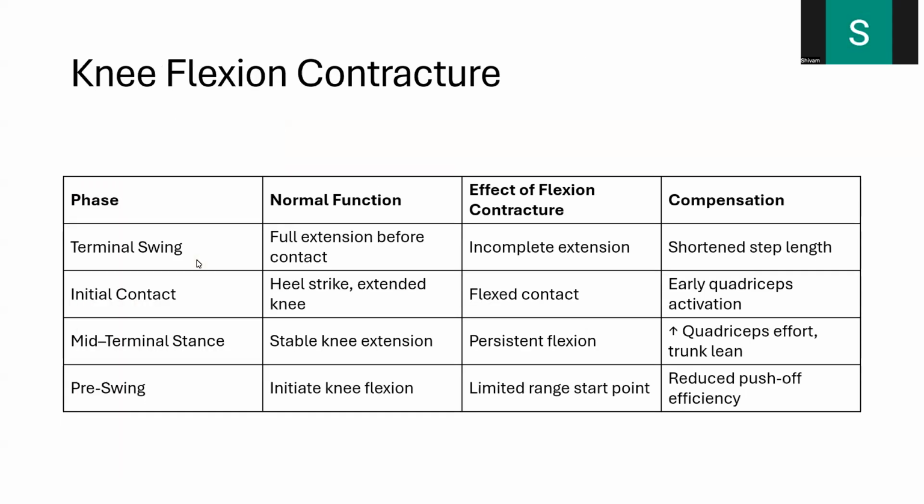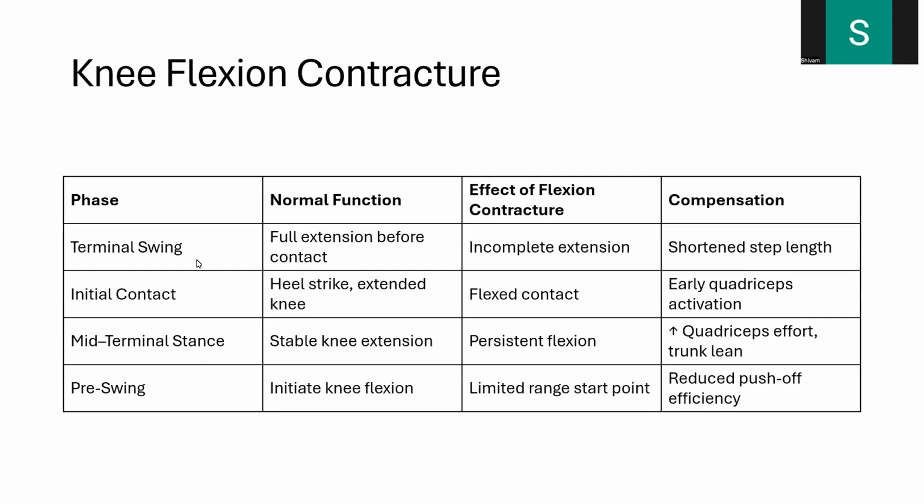Another cause is knee flexion contracture. Normally, we know a swollen or stiff knee rests in 30 degrees of flexion, making 30-degree flexion contracture a very common occurrence. This 30-degree knee flexion affects all gait phases, because of which all gait phases become abnormal, except only initial swing where this 30 degrees of flexion is desired. In terminal swing, the normal function is full extension, and the effect of flexion contracture will be incomplete extension, and the compensation is shortened step length.